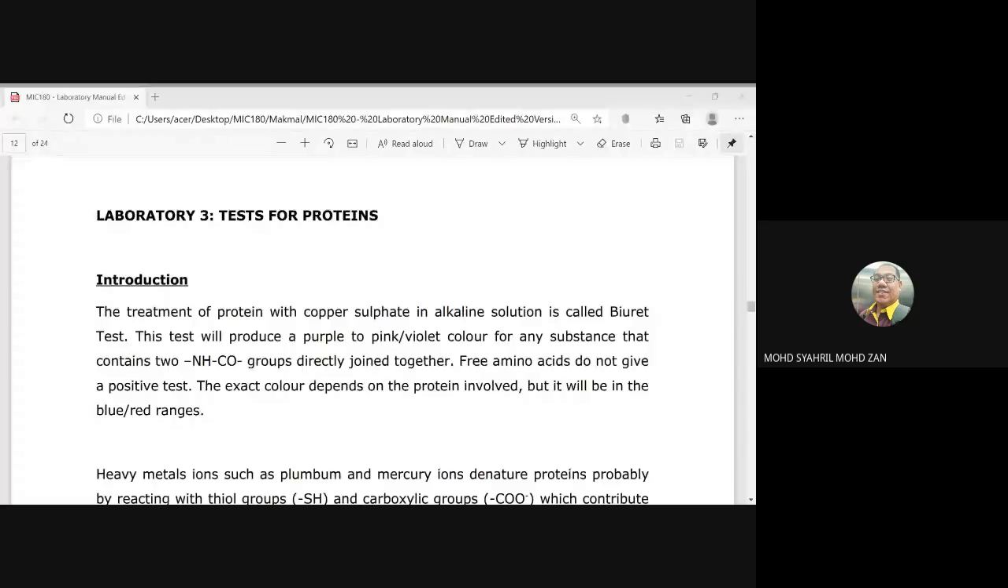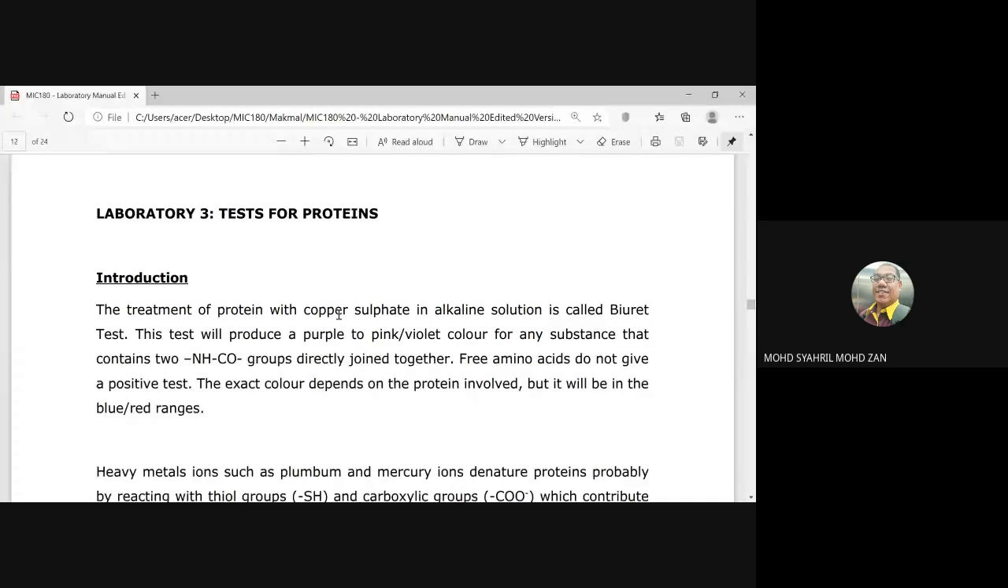Okay, Assalamualaikum. All right, so we're going to do our lab number 3, test for proteins. So please be ready for your manual. All right, so today's experiment is laboratory 3, test for proteins.